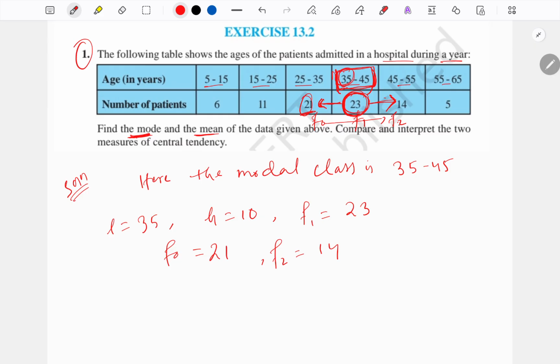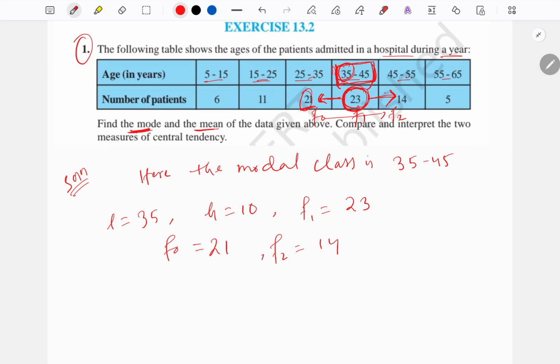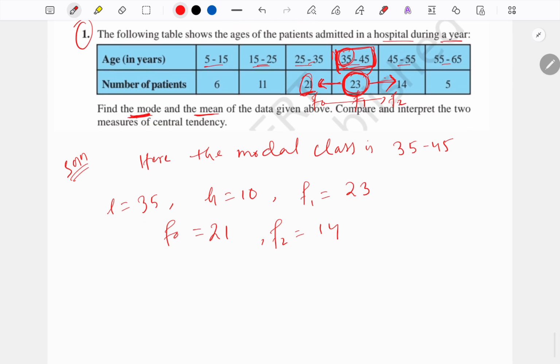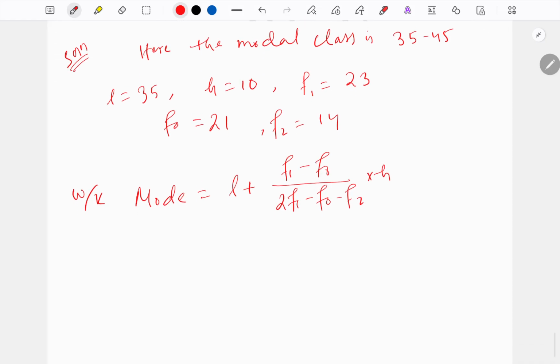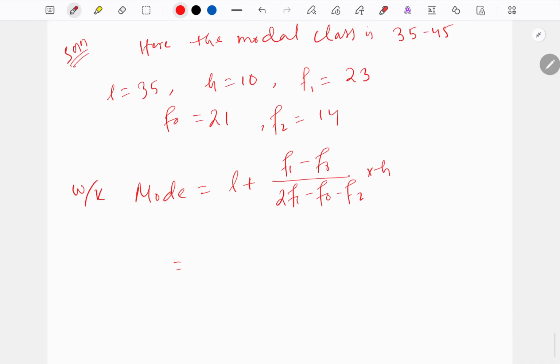L is the lower limit of model class, and H is the step size of this class interval. So now we have all these terms. Now we can write the formula. We know mode equals to how much? L plus f1 minus f0 by 2 into f1 minus f0 minus f2, into h. Now you just put the values and do the calculation.